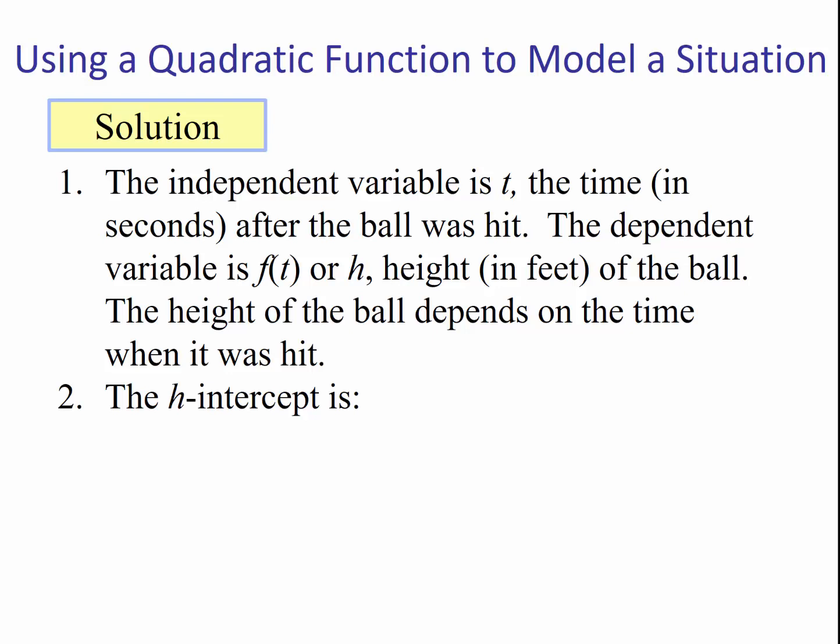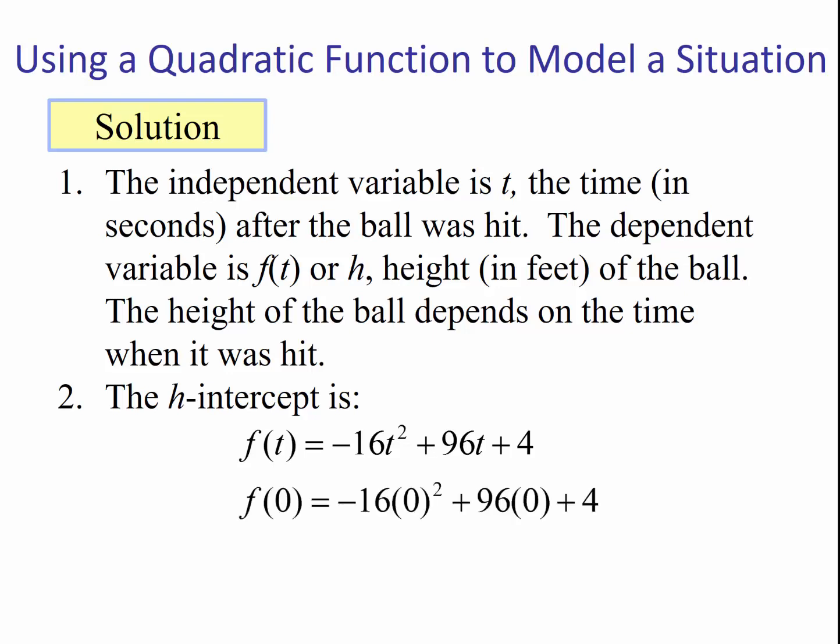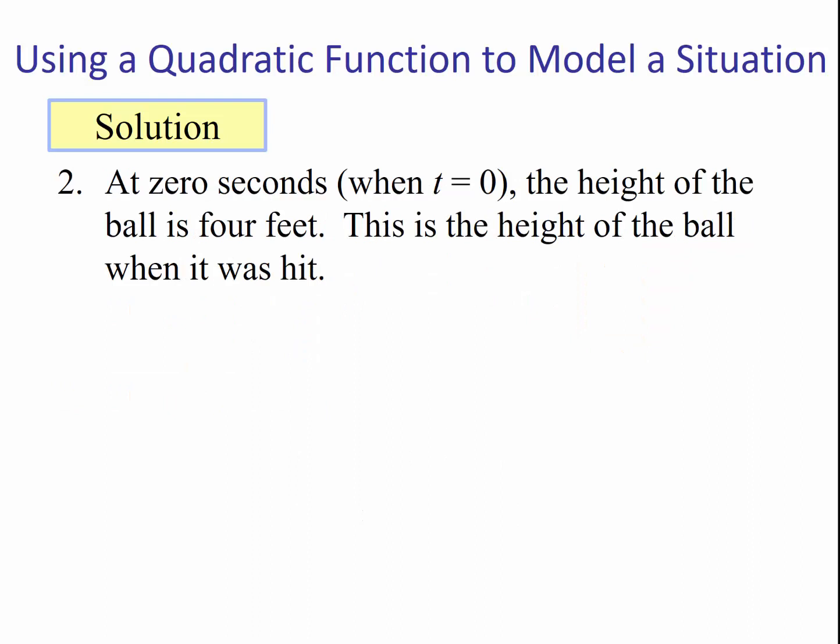Number 2. The h-intercept is the value of h when t is 0, so substituting 0 in for t, we have negative 16 times 0 squared plus 96 times 0 plus 4. And this gives us a value of 4. So the h-intercept is 4. So what does this mean? This means at 0 seconds, when t is 0, the height of the ball is 4 feet. So this was the height of the ball when it was first hit.